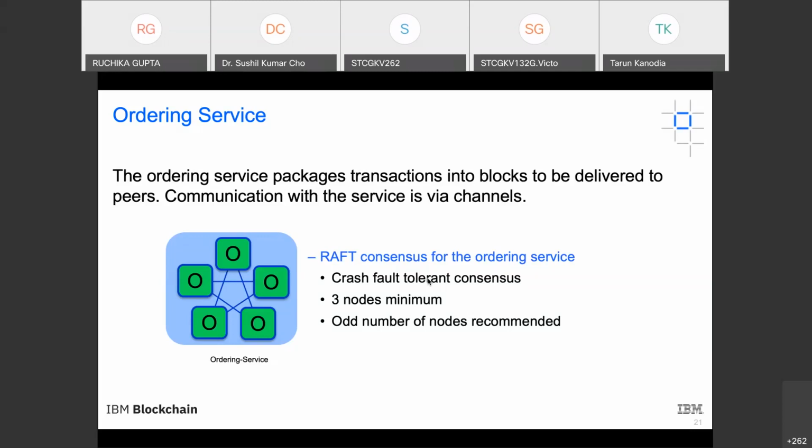So we have something called the Raft consensus. We have Raft, we have Kafka, we have Solo. There are three consensus mechanisms available via which you can ensure the ordering happens. Raft will ensure crash fault tolerance. It says that you need to have three nodes as a minimum, and that you should always have an odd number of nodes. Raft is an open source consensus mechanism which gets used extensively in containers.